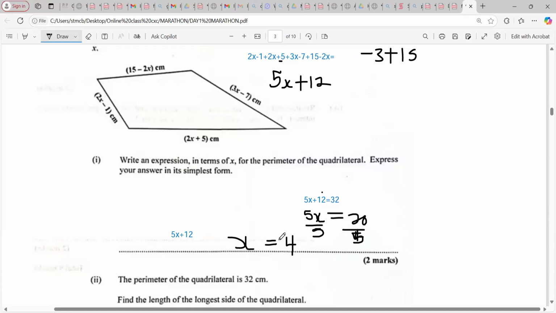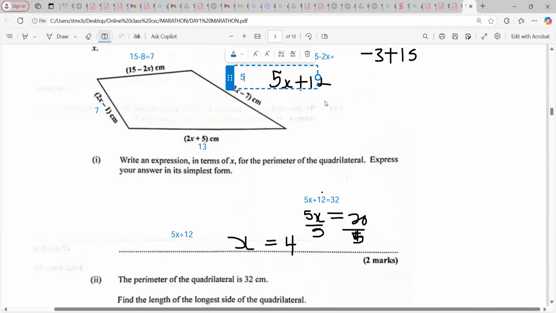Alright, guys. So that means you just plug in x in all of them here. So 15 minus 2 times 4, that'll be 8, so that means that side here is 7. Because we can actually find all our sides now. 2 fours are 8 minus 1, this is 7 as well, even though they look different. This one now, 2 fours are 8 plus 5, so that side there is 13. And 3 fours are 12 minus 5.